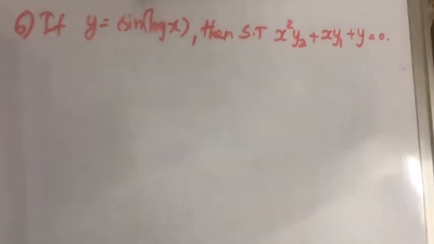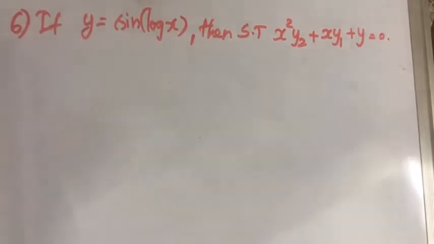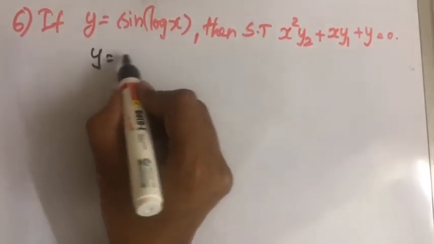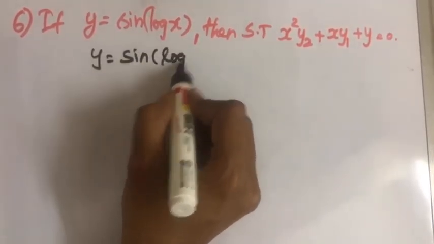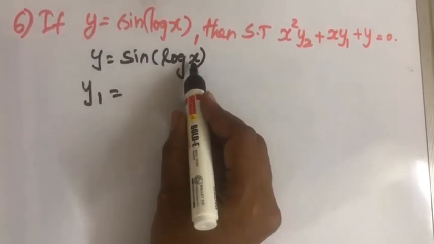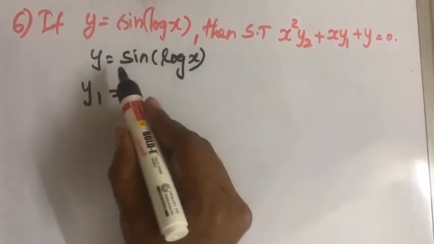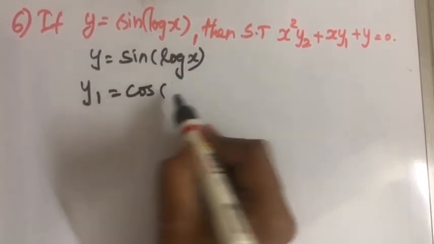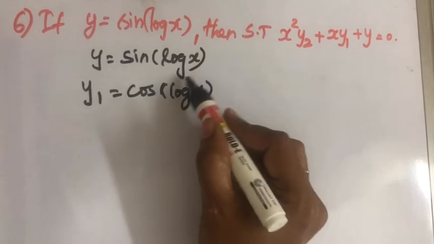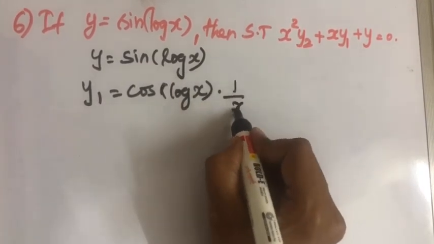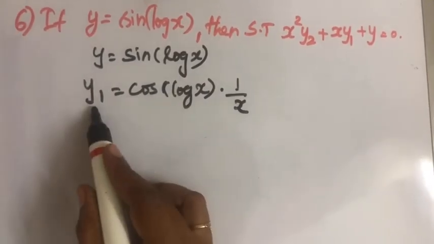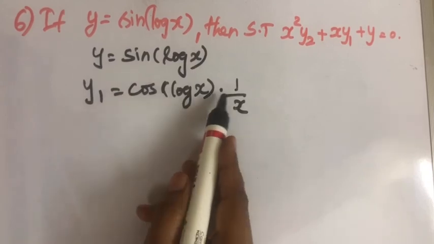6-1. If y is equal to sine log x, then show that x square y2 plus x y1 plus y is equal to 0. So given y is equal to sine of log x, what is y1? Sine of log x. That is sine x. What's the differentiation of sine x? It is cos x. So cos of log x. Now what is the differentiation of log x? That is 1 by x. So y1 is equal to cos log x into 1 by x.